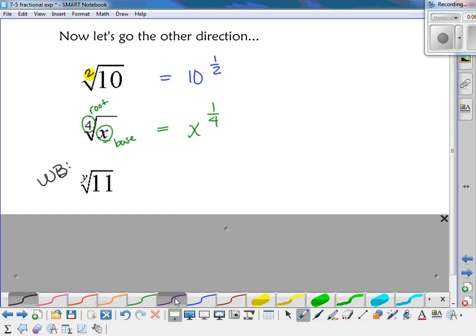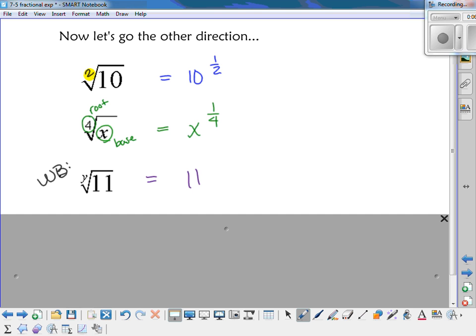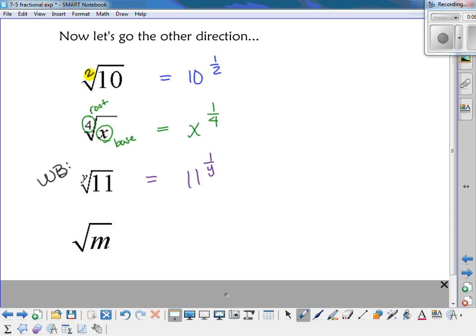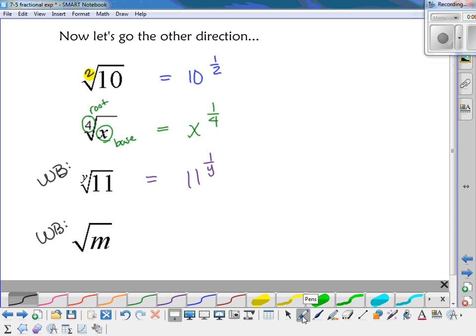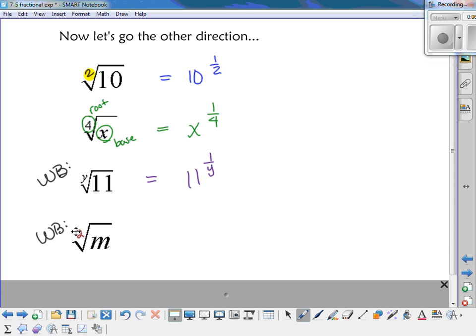Okay, so 11 is your base, y is the root, so 1 over y becomes your exponent. Here's one more for your whiteboards. All right, don't forget that when you have the square root, it is the second root. So it's m to the 1/2. Okay? That's probably the most likely place where you're going to make a mistake, because you're going to forget about that too. So remember that that's assumed.